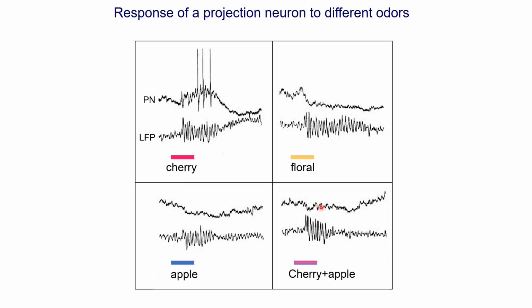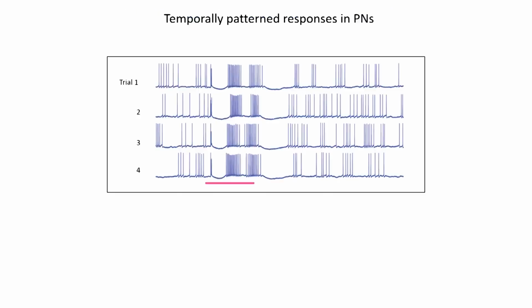These kinds of changes are possible when mixtures are given, because the projection neurons are also receiving inhibitory input from local neurons. So it would still be getting the excitatory input that it was getting for the cherry odor, but it may also receive some additional inhibitory input because of the inclusion of the apple odor. And that inhibitory input might result in the loss of the spikes that were present only for the cherry odor. And this points to the importance of the lateral interactions that are made possible by the presence of local neurons in the antennal lobe.